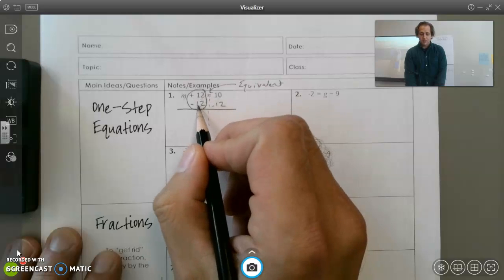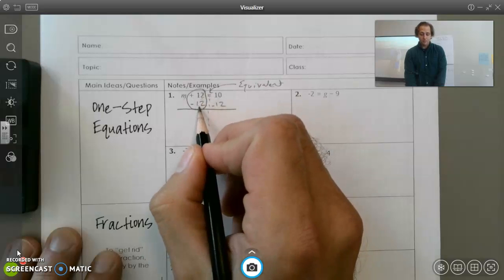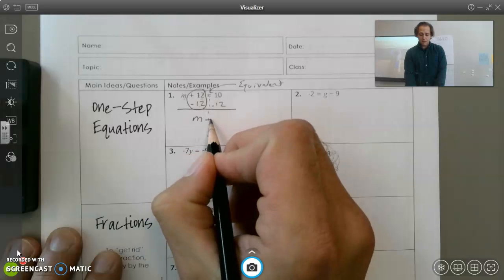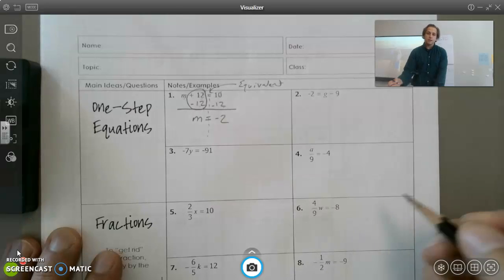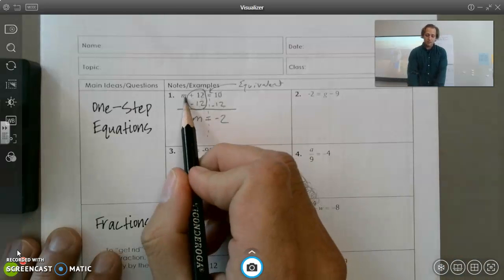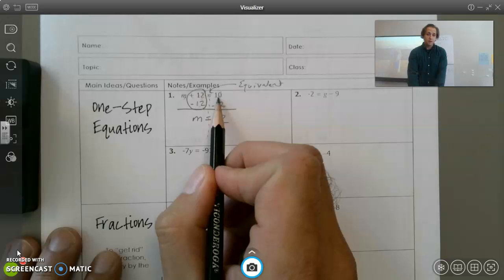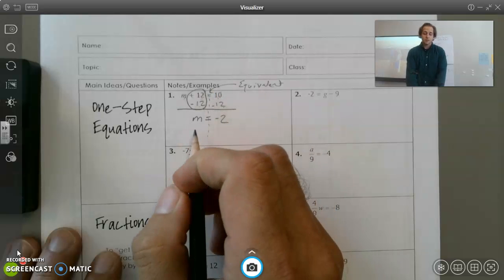So this creates a zero pair, plus 12 minus 12. I get m is equal to 10 minus 12, which is negative 2. And then we could go back and check that. Is negative 2 plus 12 equal to 10? Yeah, it is. So that works.